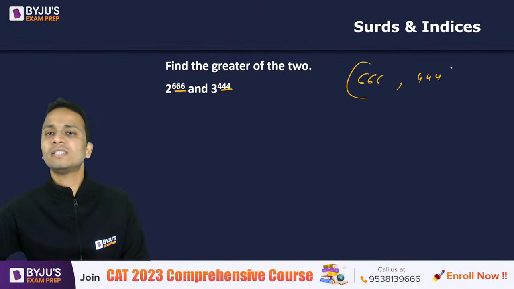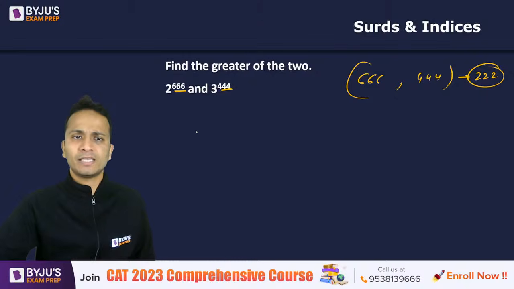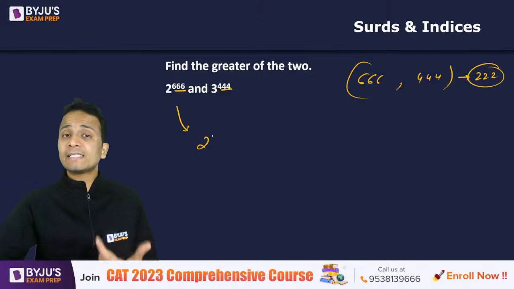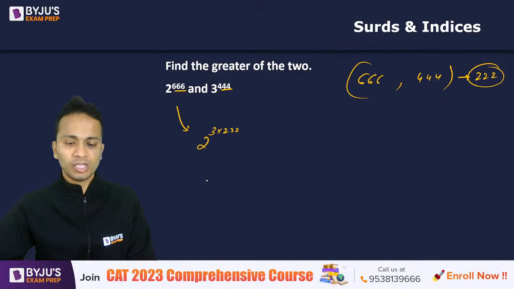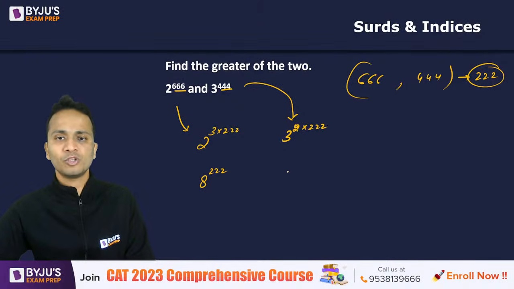666, 444. What is the highest common factor? So the highest common factor of these two is 222. So we can easily take 222 common. So the first number, 2 raised to the power 666, can be written as 2 raised to the power 3 multiplied by 222. This further will become 8 raised to the power 222. The second number, 3 raised to the power 444, can be written as 3 raised to the power 2 multiplied by 222, which will become 3 square, that is 9 raised to the power 222.